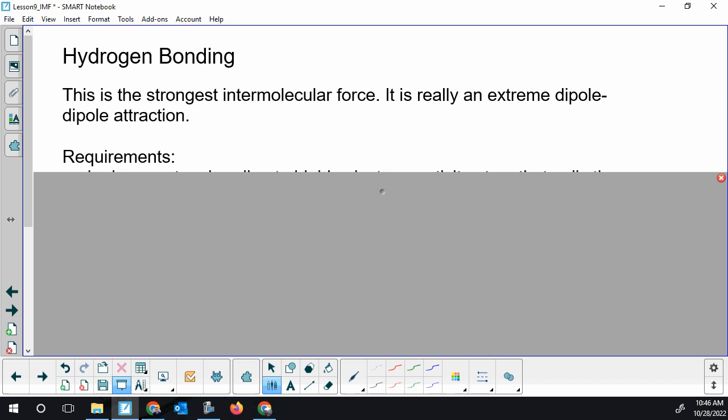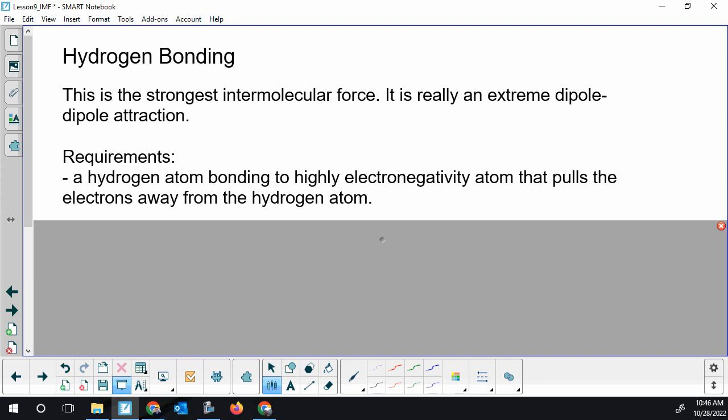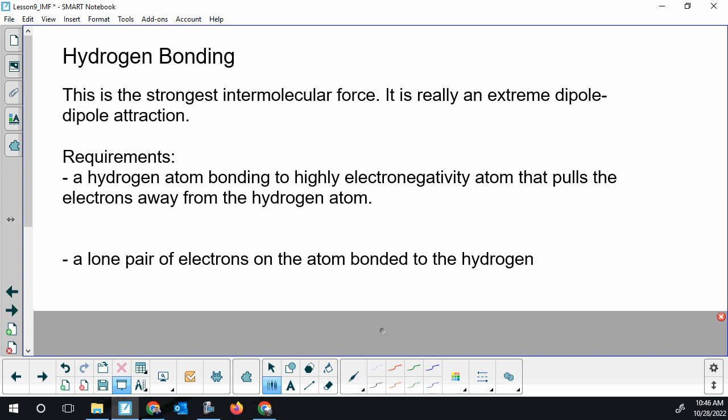So what do you need to have a dipole be called extremely big? You need a couple things. You need a hydrogen atom bonded to a highly electronegative atom that's going to pull a lot of the electrons, not all, but most of the electrons away from that hydrogen atom. And you need to have a lone pair on that highly electronegative atom. You have these two things, you'll have hydrogen bonding in that molecule.